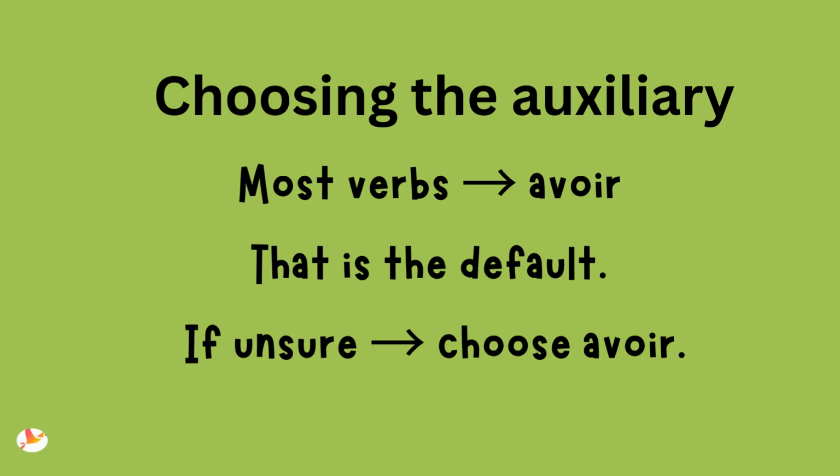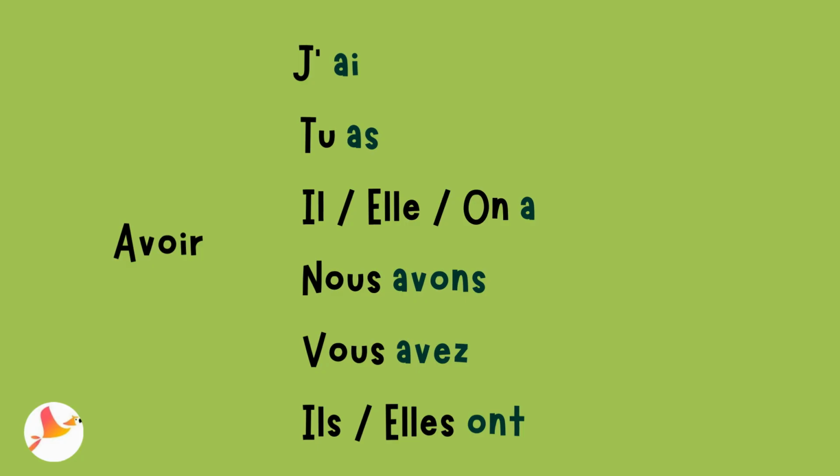Most verbs use avoir as the default auxiliary. Therefore, if you are unsure of which auxiliary verb to use, there's a high chance that you should choose avoir. Avoir is conjugated as follows: j'ai, tu as, il a, elle a, on a, nous avons, vous avez, ils ont, elles ont.